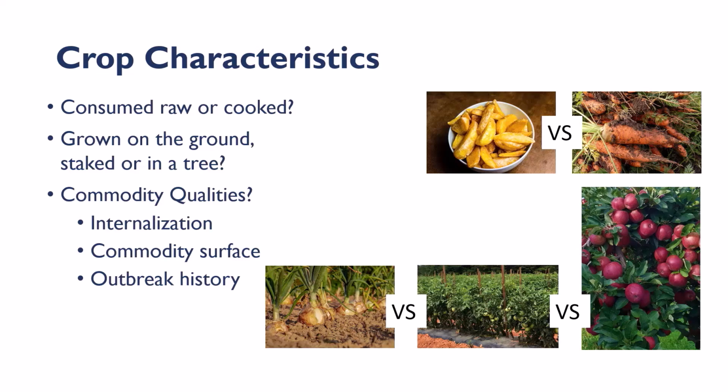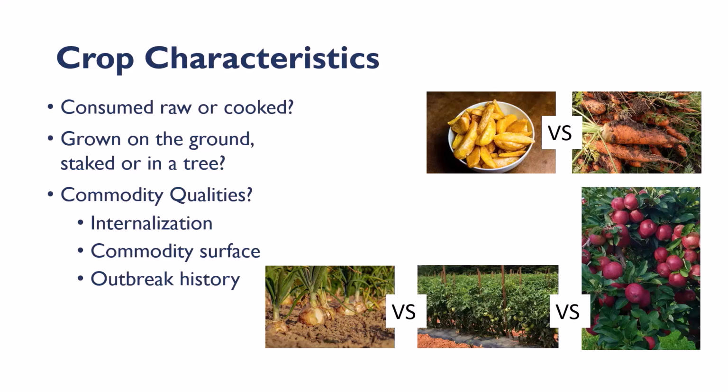In the example, we have two commodities that are both grown in the ground. Potatoes are rarely consumed raw, so they will undergo a cooking step that could kill any pathogens that may be found on them. Carrots, on the other hand, are consumed raw, so special food safety measures may need to be considered. Is your product grown on the ground, staked, or in a tree?